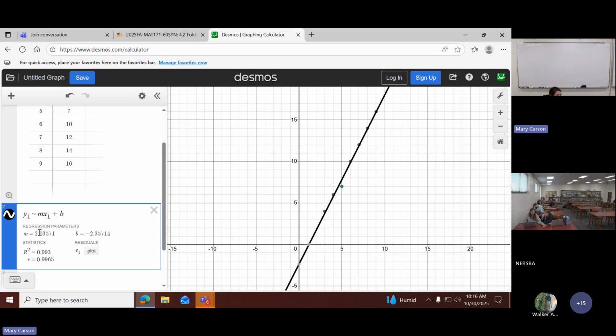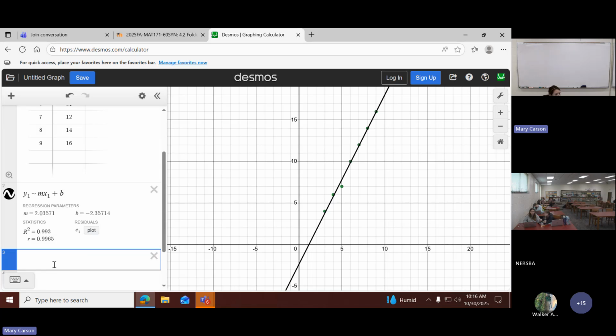And notice they give you a value for m and a value for b. And now what you can do is type this equation in, y equals 2.03571x minus 2.35714. And notice how it goes right over that line that they gave us. And so that's how you find the line of best fit.